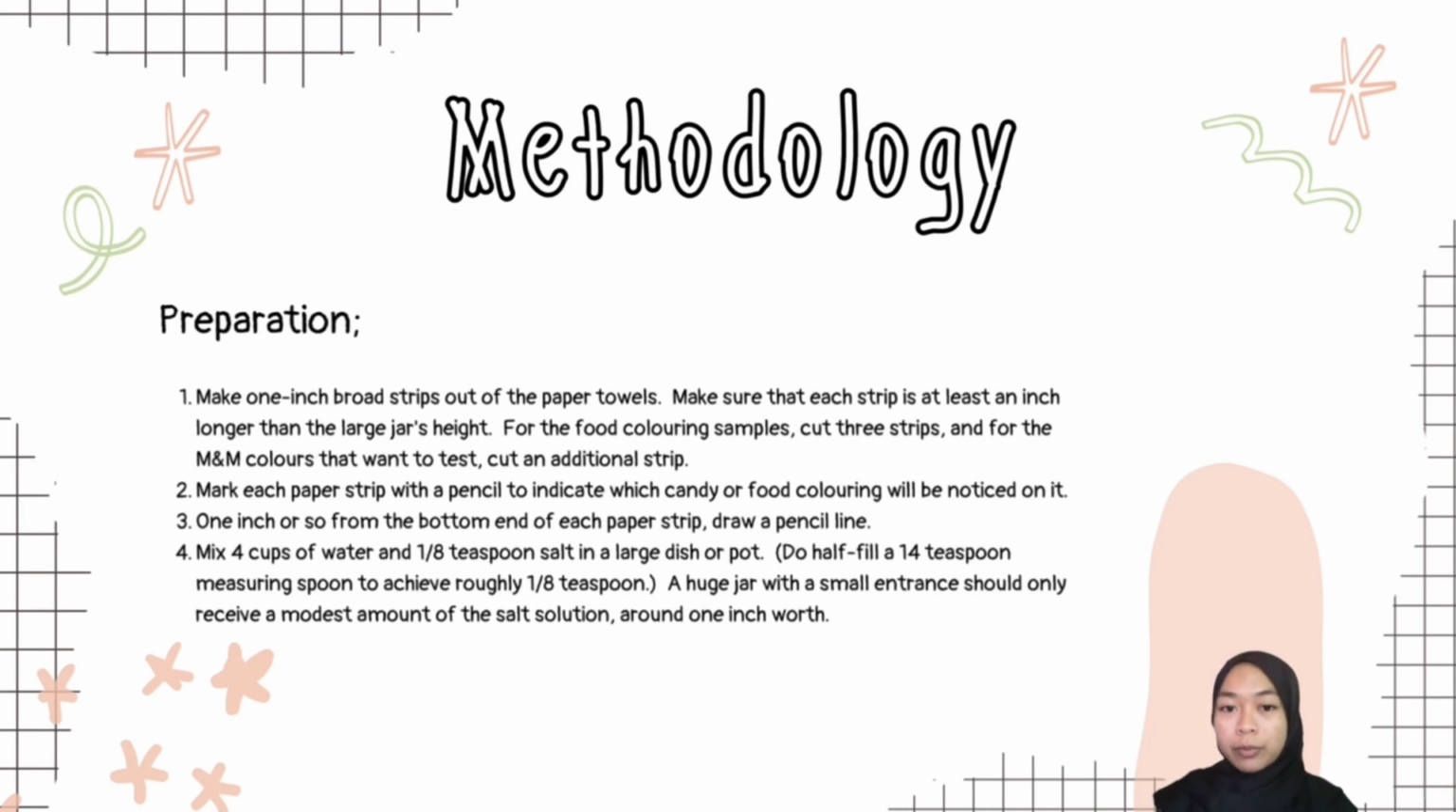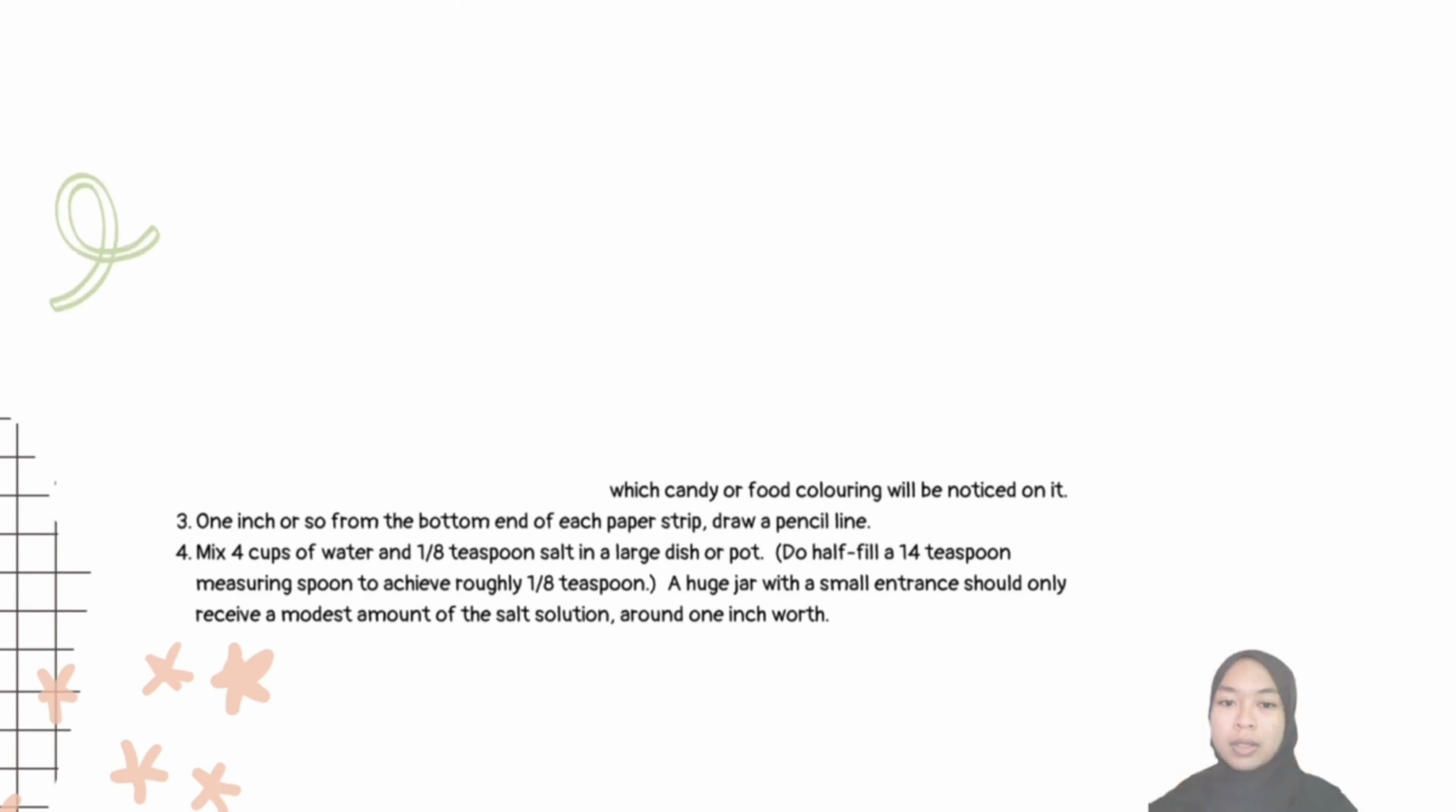Next, mix 4 cups of water and 1/8 teaspoon salt in a large dish or pot. Half fill a 1/4 teaspoon measuring spoon to achieve roughly 1/8 teaspoon. A huge jar with a small entrance should only receive a modest amount of the salt solution, around 1 inch worth.